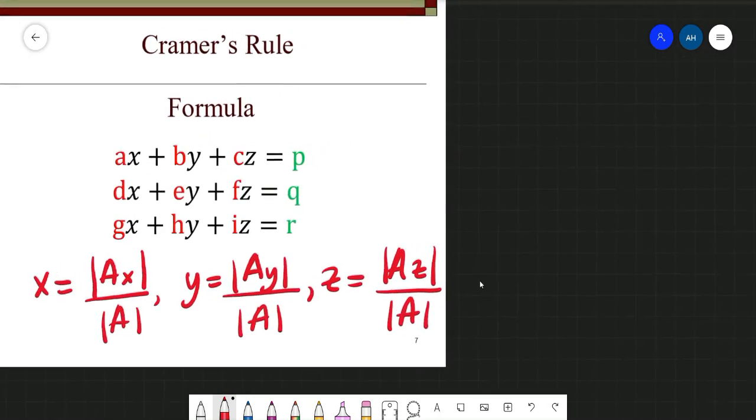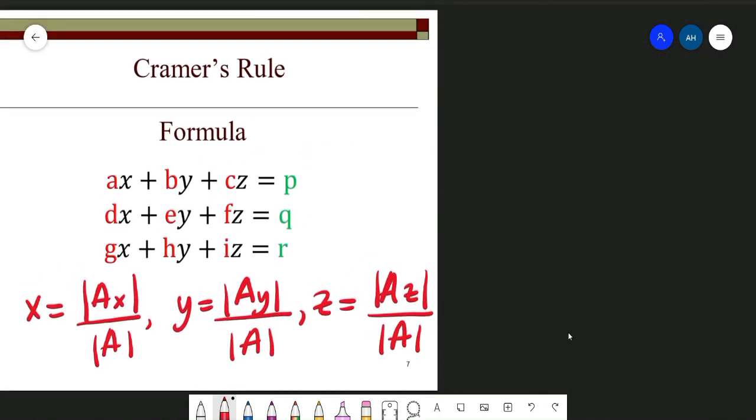Now, what do we mean by A in this formula? What do we mean by matrix A? It's just the coefficients of the variables. In terms of columns, we have A, we have D, and we have G. That's the coefficient of X. The coefficient of Y, we have B, we have E, and we have H. The coefficient of Z, we have C, and we have F, and we have I, like that.